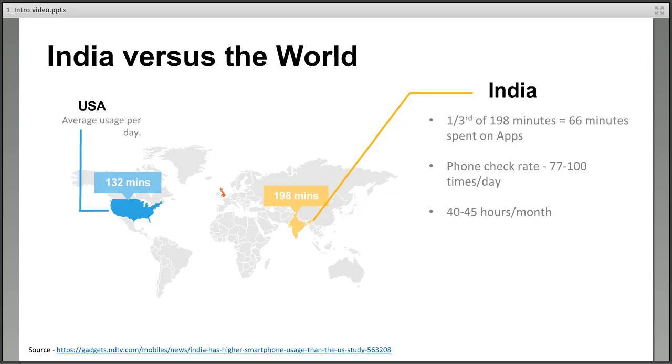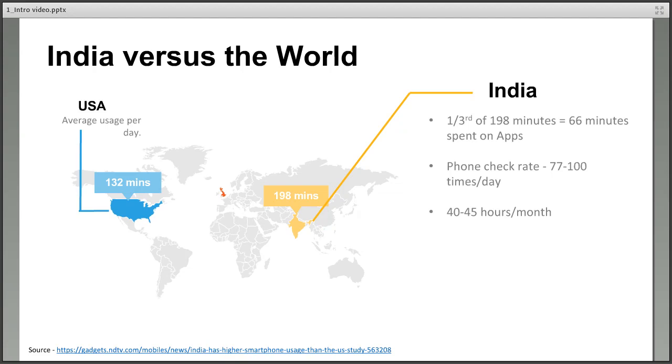Out of this 198 minutes, studies suggest that one third of this time is spent on apps. Now, if you remember, we started by discussing those icons or those apps which make digital marketing such a powerful tool. So, 66 minutes or approximately an hour a day, an average Indian spends on these apps. And this shows the immense potential on which you can base your business in such a manner that the consumer is exposed to your business approximately for an hour a day.